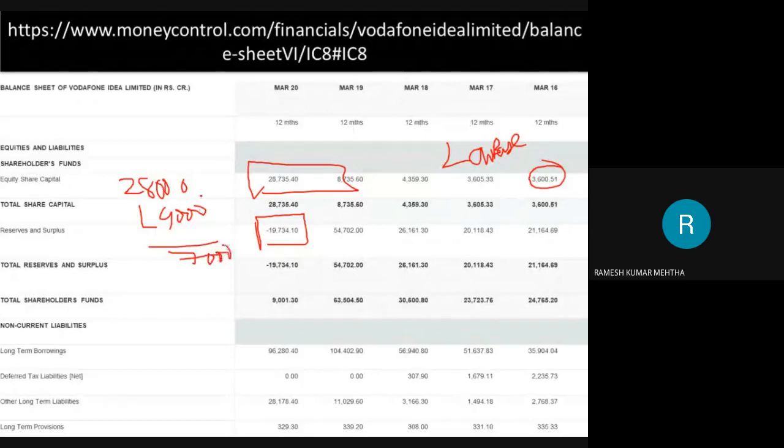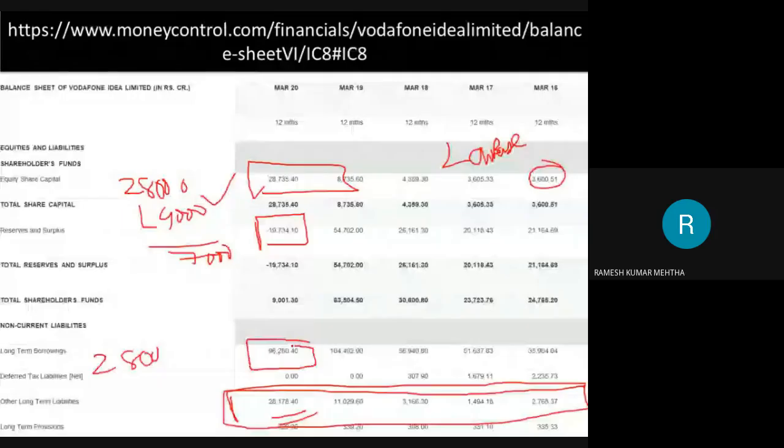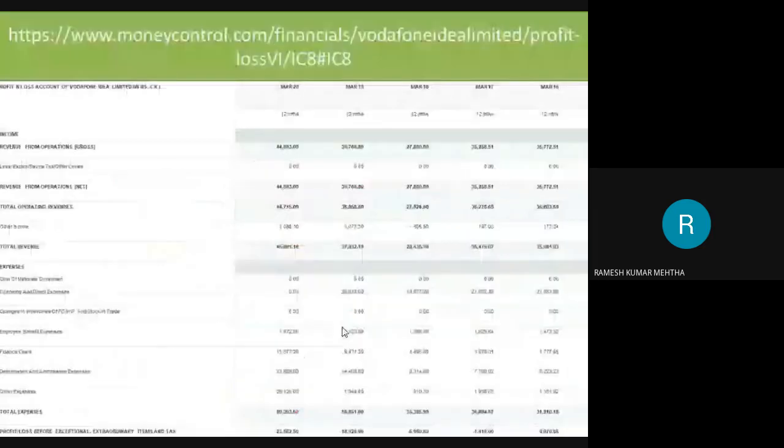And this has happened primarily because of this reason. The debt ratio, the debt is very high. Look at this. The long-term borrowings from shareholders, banks and financial institutions is running to the tune of 1 lakh crores. On 1 lakh crores, how much do you have to pay? Assuming 12% also, you have to pay 12,000 crores.